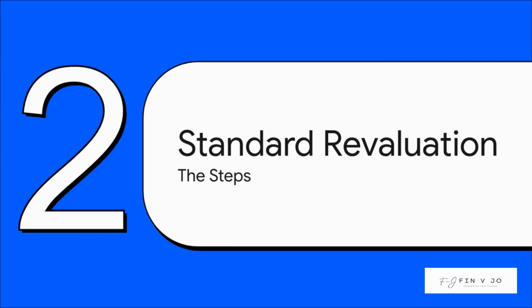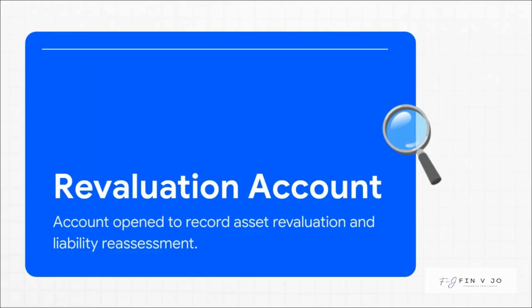Section 2, steps for standard revaluation. Let's look at the foundational knowledge, the typical default exam scenario you'll run into. To actually do this, we open a very specific account. It's defined as the revaluation account. Now, pay close attention here, because examiners love to test your terminology. This is also known as the profit and loss adjustment account.